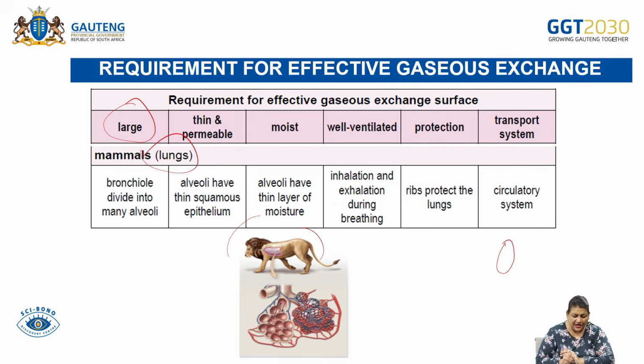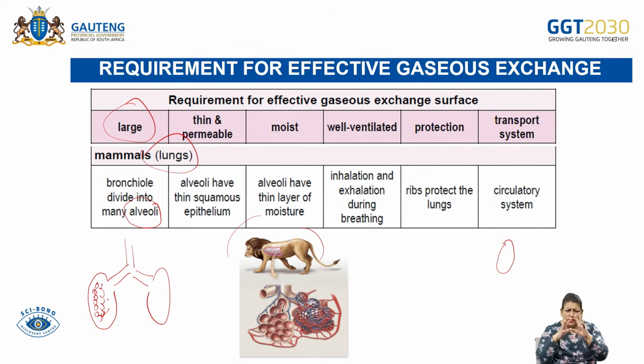So let us see. Lungs have many, many alveoli. So here's your trachea, and here's your bronchus, and there's your lungs. But these lungs are made up of millions of little pouches called alveoli. So there's lots of air sacs, and because of lots of air sacs, lots of surface area. So many alveoli gives it a large surface area for oxygen to enter.